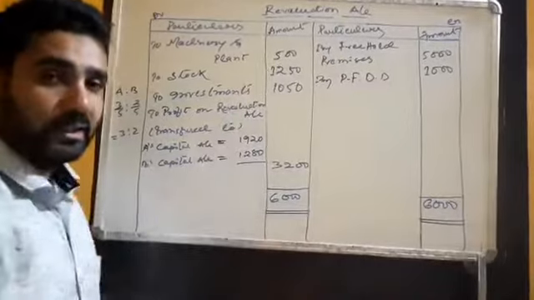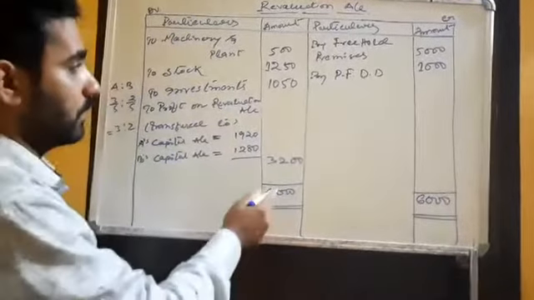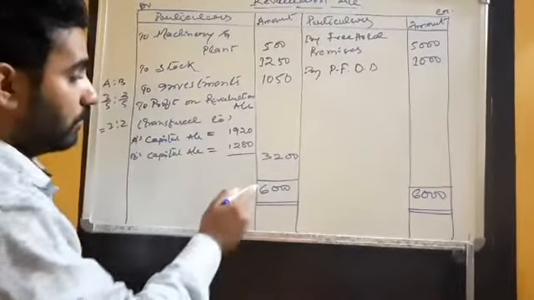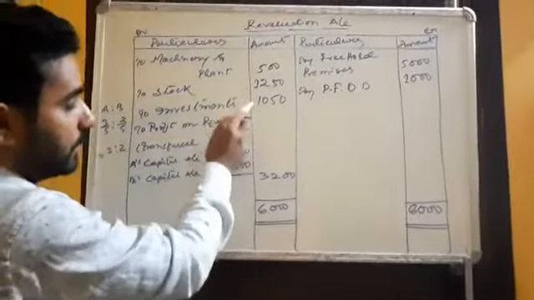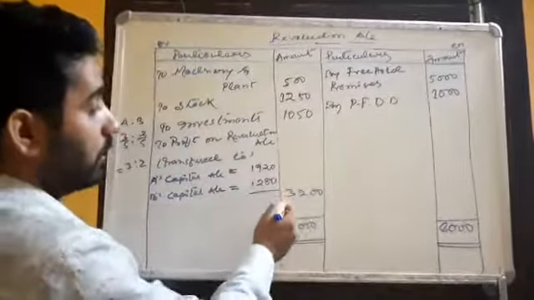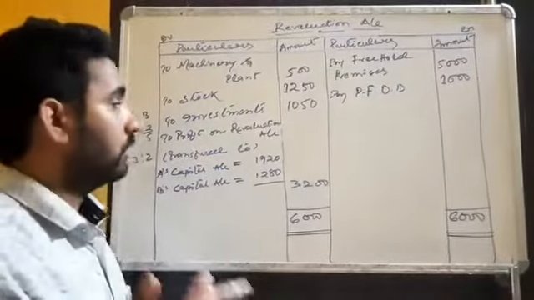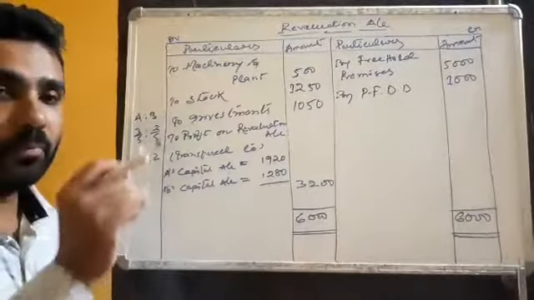So these three items you need to deduct from 6,000. After that I'm getting 3,200. From 6,000 I deducted these three items and then I got 3,200. So that 3,200 is the profit on revaluation, so that we need to transfer to the old partners' capital accounts.